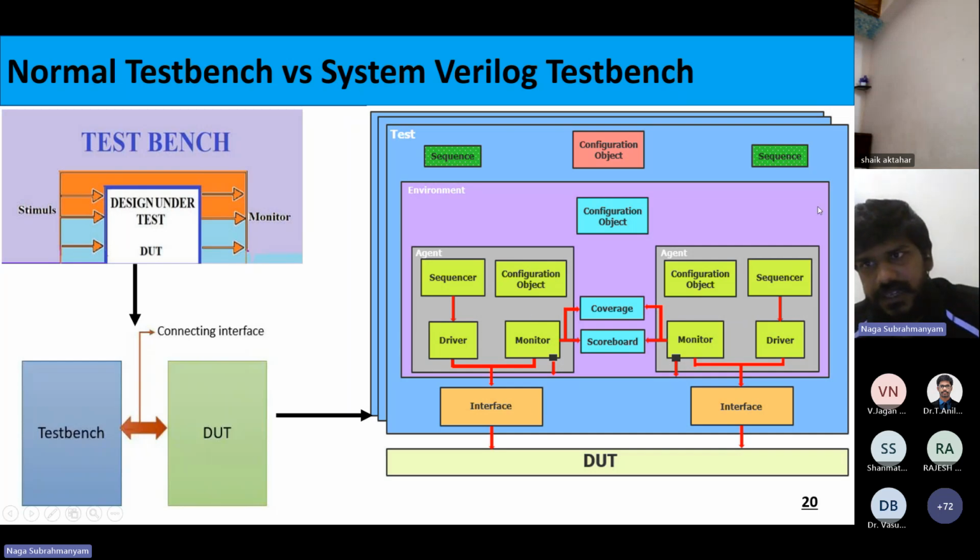All these guys will generate the data and give it to the interface. The interface will put the data into the DUT. The DUT will produce the output. That output can be compared in this place, the place called scoreboard.